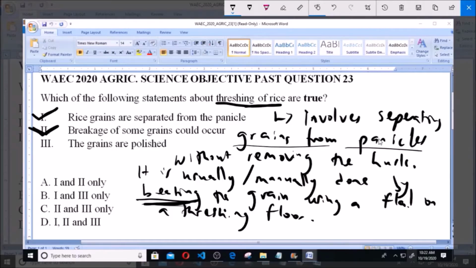Now statement 3 says the grains are polished. This cannot be directly linked to the threshing of rice, as the main aim of rice threshing is just to separate the grains from the panicles. So the third one, grains are polished, is not true concerning threshing of rice. So statements 1 and 2 only are true. Statements 1 and 2 only is option A. So A is the correct answer to this question.